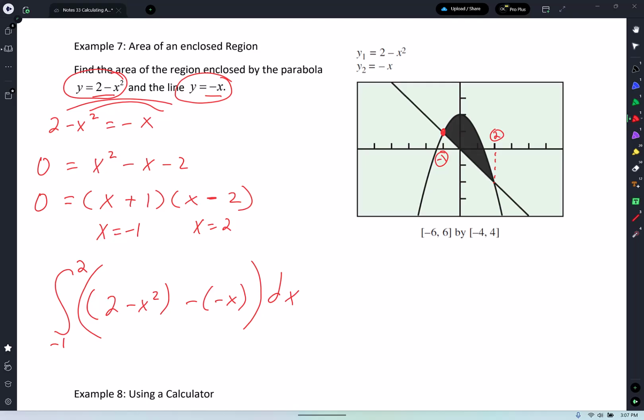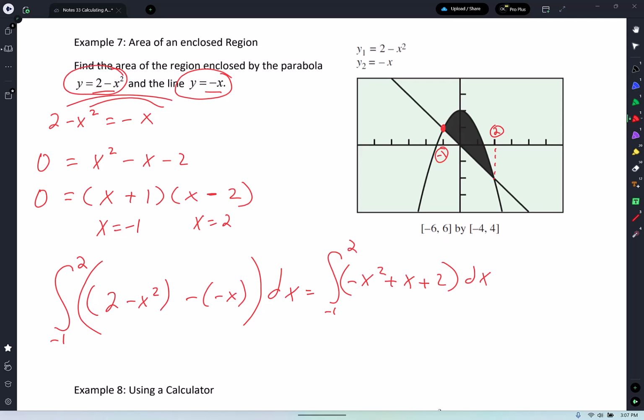I am going to fix it, guys. So here is me fixing it. Integral from negative 1 to 2. You want to put the highest degree in the front. Negative x squared minus a negative, that's going to turn to a plus x. And then that 2 is by itself, plus 2. There it is. Dx fixed.